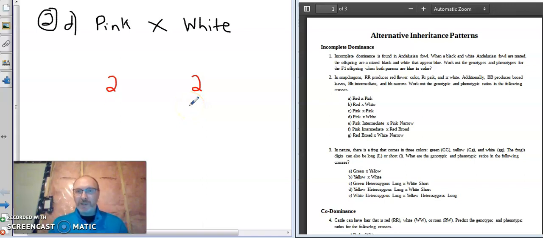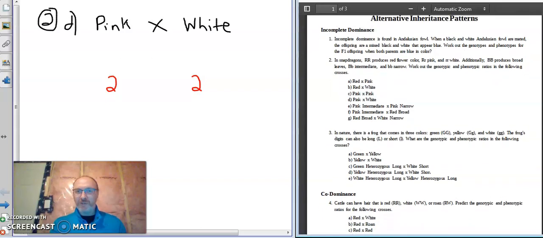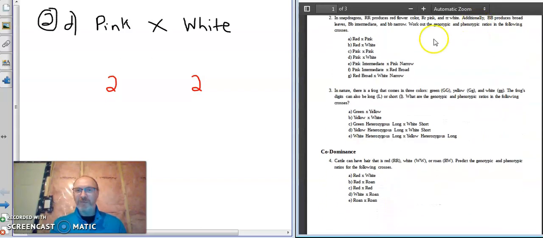All right, so today we're going to look at a couple examples of how to solve genetics problems involving incomplete dominance. So for the next few days you'll be working on alternative inheritance patterns, starting with incomplete dominance. So we're going to jump to question 2 here and do a couple examples.